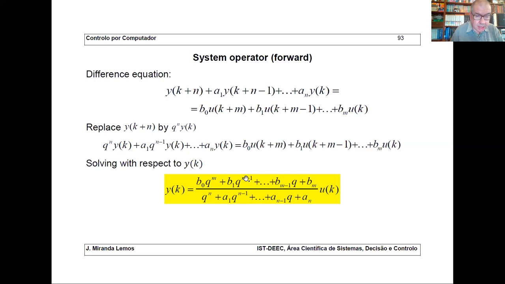And we also have the transfer function, the digital transfer function. You just replace Q by the complex variable Z and Y of K by the Z transform of Y, U of K by the Z transform of U, and you get the transfer function. Now, one funny thing is that you have an order M polynomial divided by an order N polynomial. So we have M zeros and N poles, because the zeros are the roots of the numerator and the poles are the roots of the denominator.